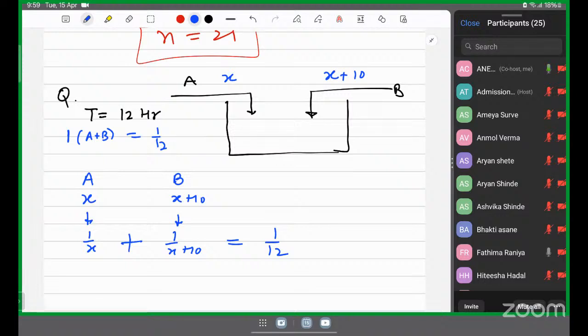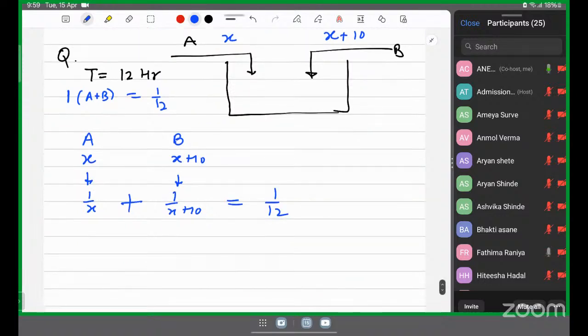Now the condition is one pipe is faster than another pipe, and the faster pipe is 10 hours faster. Which means if pipe B takes X plus 10 hours, then pipe A is faster than B and it will take 10 hours less. So it will take X hours.